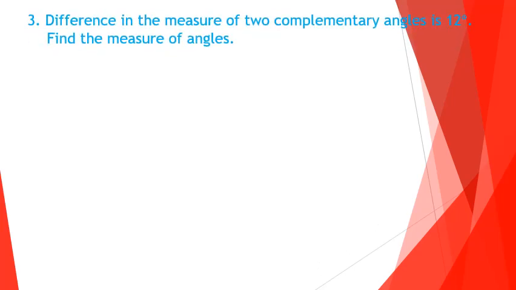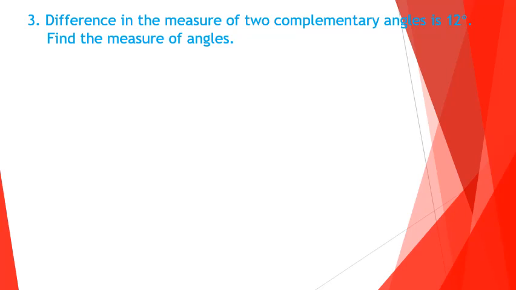Next, question number 3. The difference in the measure of two complementary angles is 12 degree. Find the measure of the angles. So, how to solve this question? We know that the sum of measures of two complementary angles is 90 degree. Here it is given the difference of two complementary angles is 12 degree, and we can find the measure of the angles. We don't know which two complementary angles' difference will come 12 degree.